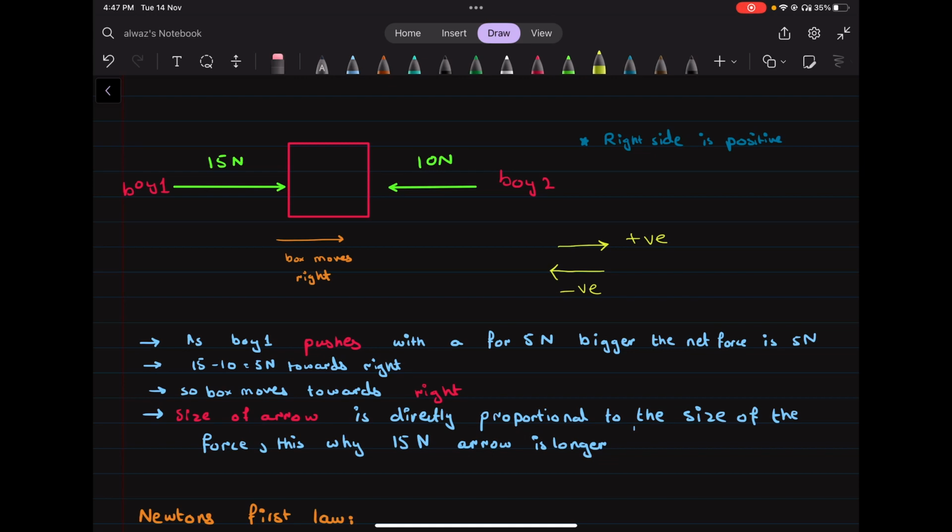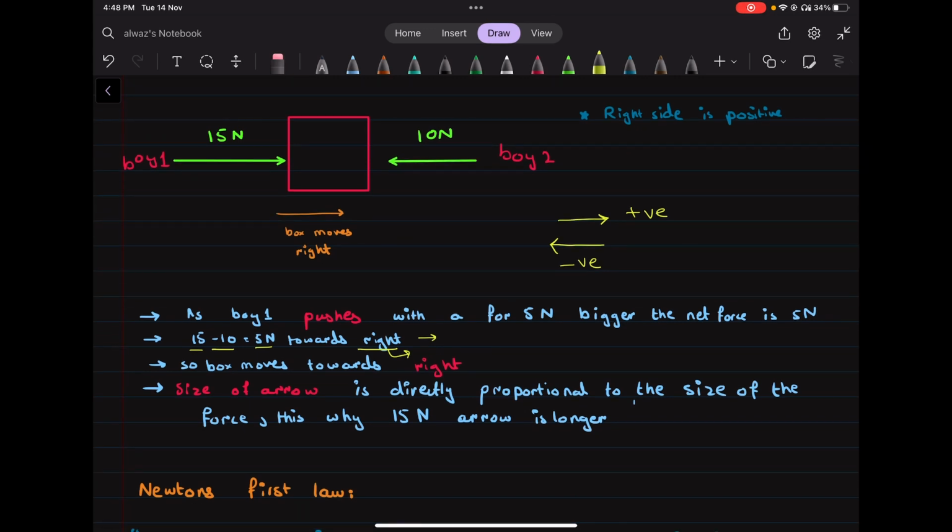So this means that the force exerted by boy 1 is going to be positive 15 newtons, and the force exerted by boy 2 is going to be negative 10 newtons. So we're just going to add both these forces as we did here. So positive 15 newtons plus negative 10 newtons is going to become positive 5 newtons, and the resultant force that we get is 5 newtons towards the right. Now how do we know that it's going to be towards the right? It's because it's positive, and we just stated that right side is going to be positive. So by the sign of the resultant force, we can see that the resultant force acts towards the right.